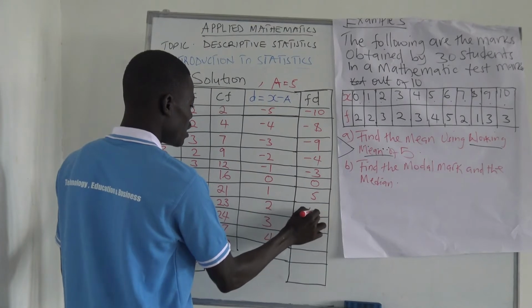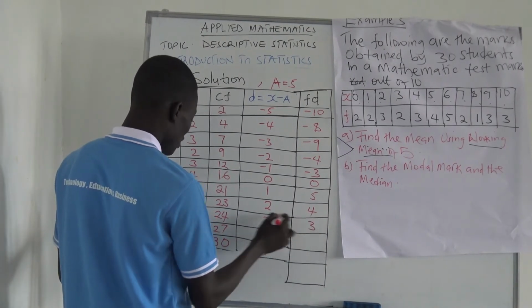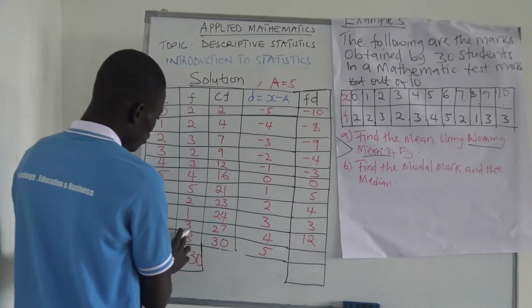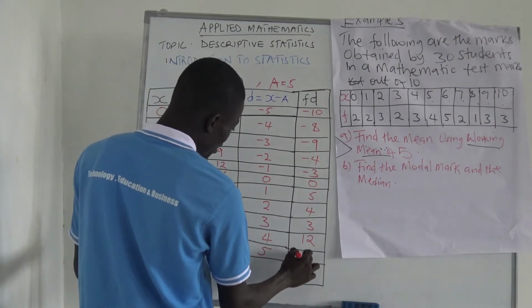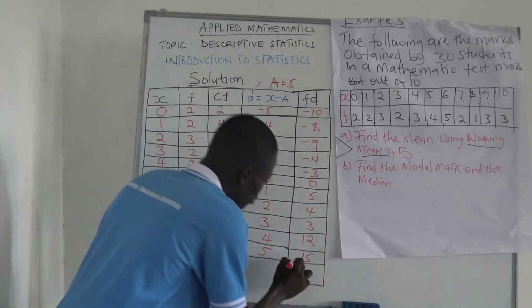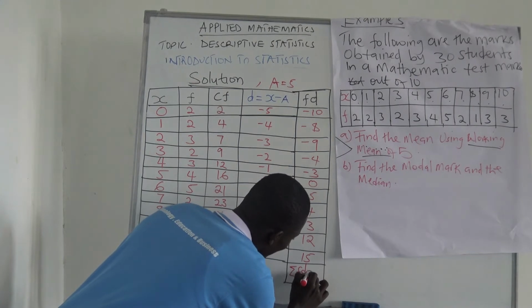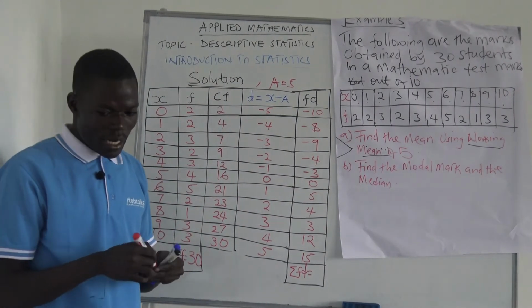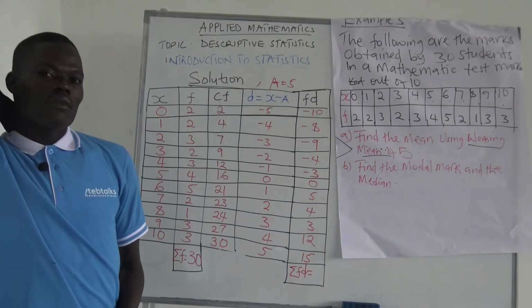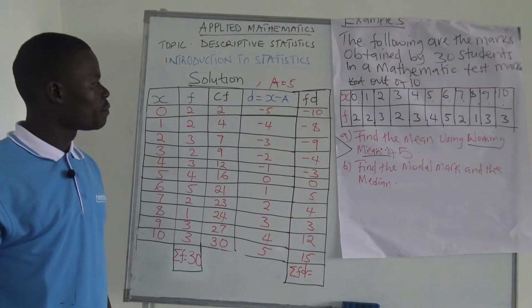2 times 2, we get 4. 1 times 3, we get 3. 3 times 4, we get 12. 3 times 5, we get 15. Immediately you have finished fd, we get what we call summation of f and d. You get what we call summation of f and d.